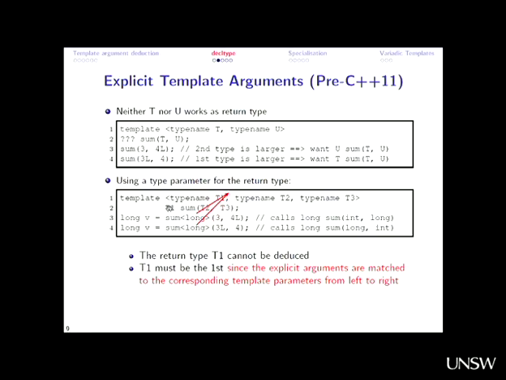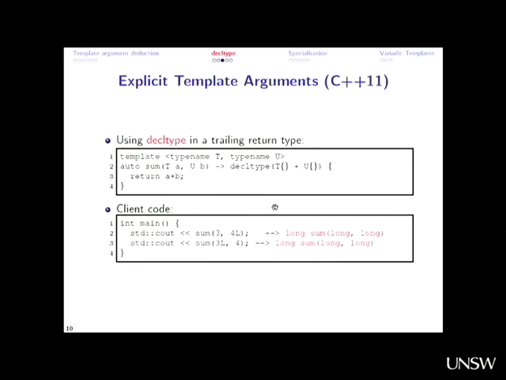And so you would explicitly have to say this returns a long. Okay? Now this was the pre-C++11 way of doing it. Does anyone remember from Monday how we solved this problem? Auto and decltype. So here's the same thing done in C++11.